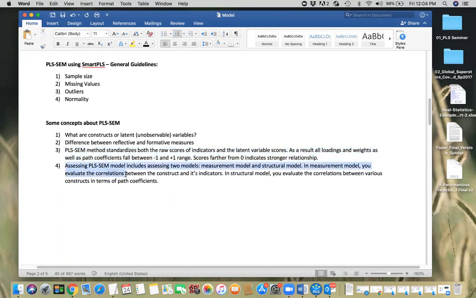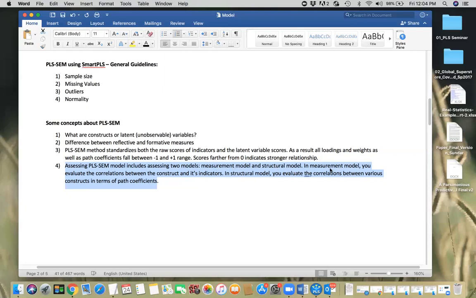When you build the PLS-SEM model, you have to assess the model in two different ways. One is you have to first assess the measurement model, like all the measures that you're using to measure your construct. Are they reliable? Are they valid? That's the first thing you need to ask. And after you assess the measurement model, then you have to look into the structural model. Structural model simply means the relationship between the constructs.